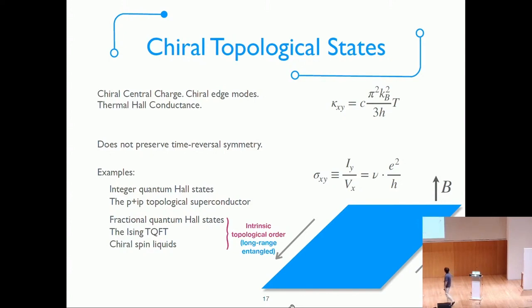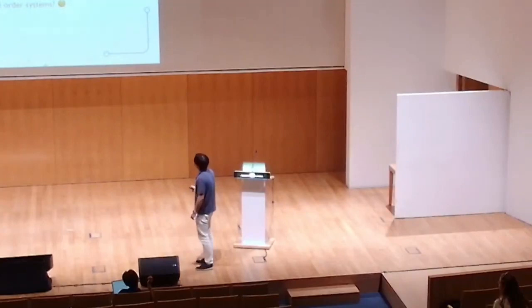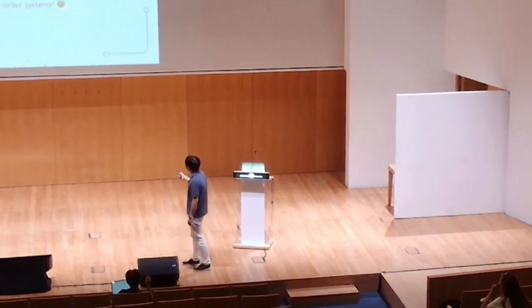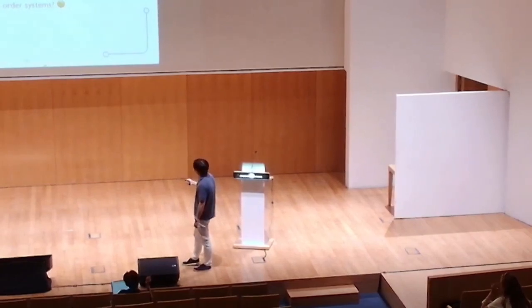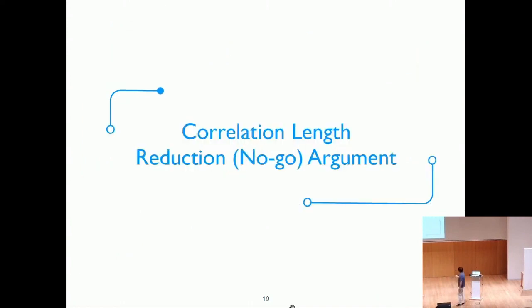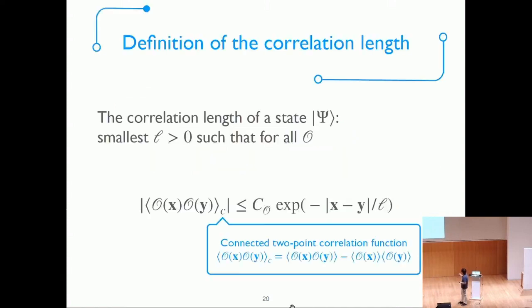So the big question is this. We know how to construct a scale-invariant MERA circuit with strictly local gates for a wide class of exactly solvable models, known as the Levin-Wen string-net models, where the toric code is a special example, and they are non-chiral. The question is, can we find a scale-invariant MERA circuit with strictly local gates for a chiral topological order system? The answer is that it is hard and probably impossible. One can understand why it's hard from the correlation length reduction argument, which is sort of a no-go argument.